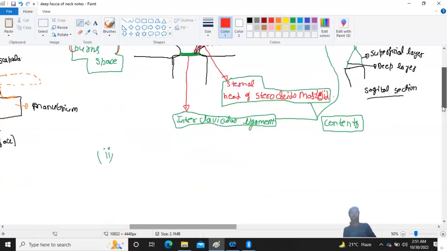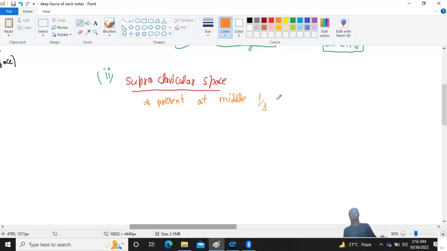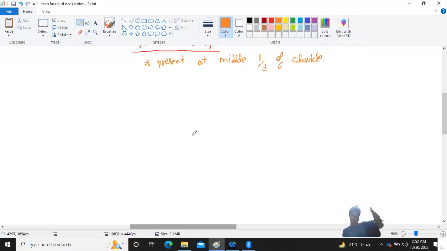Then come to the another space which is called the supraclavicular space, where it is present at the middle one third of the clavicle. Clavicle के middle one third पे is just a space. Done. It was present between. So this space is like this.